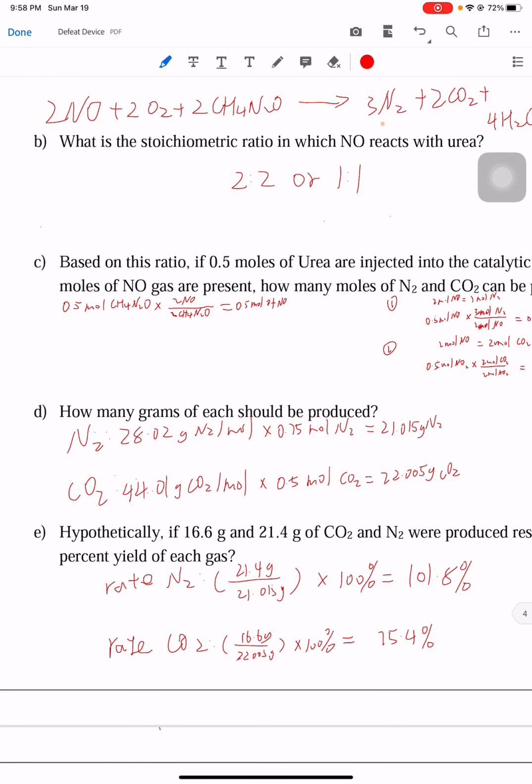For the fourth one, we can use the molar mass times the mole to get the answer. So for N2, it's 28.02 grams N2 times 0.75 mole N2, which is 21.015 grams of N2. For CO2, it's 44.01 grams CO2 times 0.5 mole CO2, which is 22.005 grams CO2.